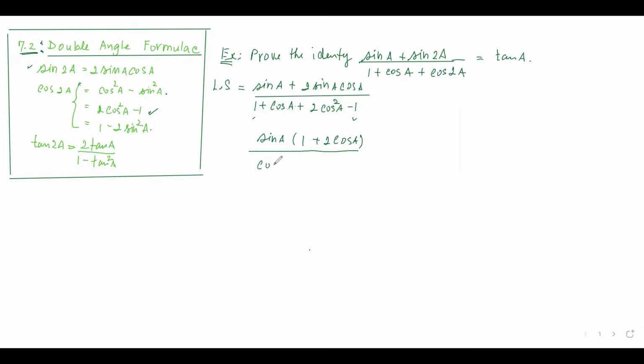Then you get a common factor again. Cosine A, take it out. The GCF is cosine A. This one is gone already, because plus 1 minus 1. So take cosine A out, so it becomes 1 plus 2 cosine A. Okay, so then you see this bracket is the same, right? So cancel it and eliminate. So you are left with sine A over cosine A, and this equals tan A. So this equals the right hand side now. So left equals right. Okay, so that's all for the first example.